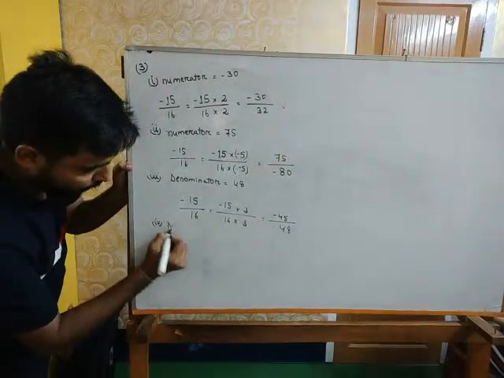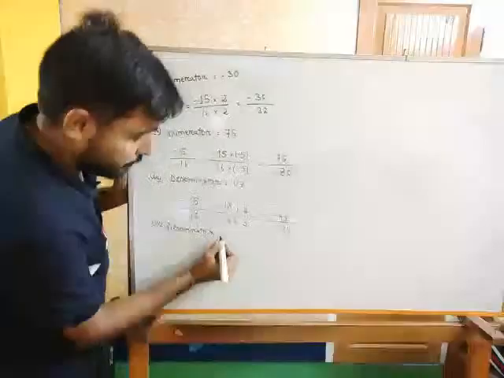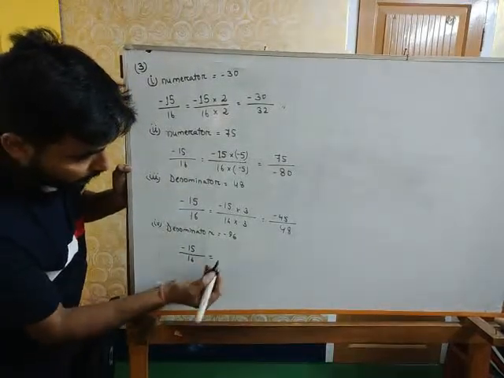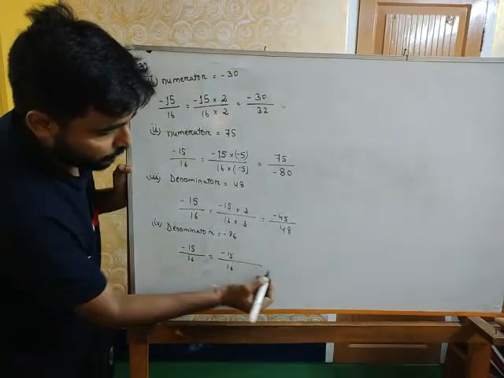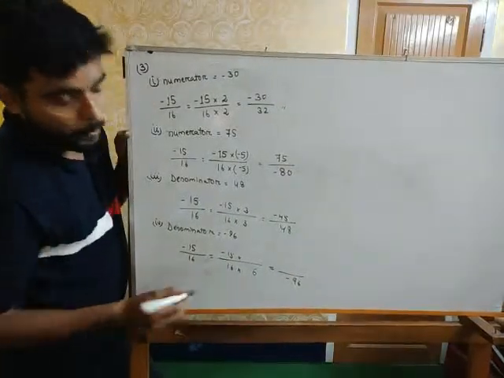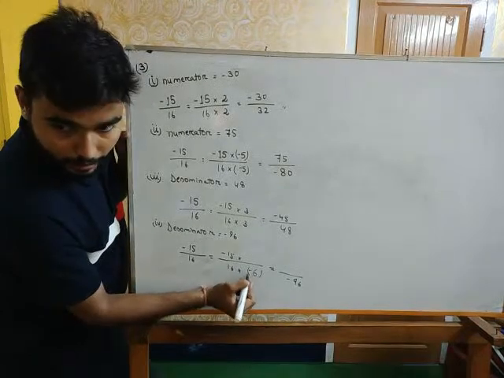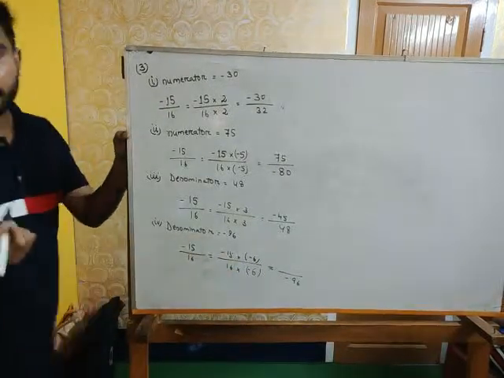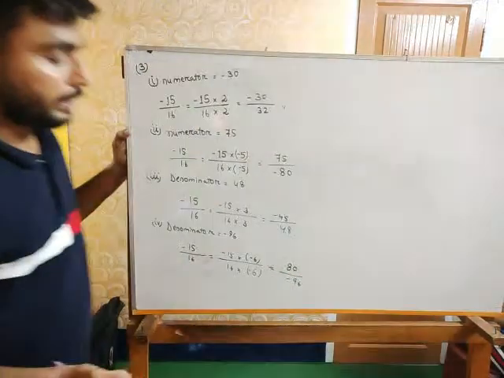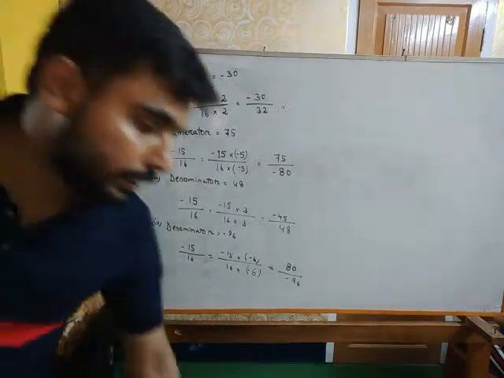The last one, denominator should be equal to minus 96. Rational number is minus 15 by 16. So you have to multiply something to make the denominator minus 96. So 16 into 6 will give you 96. Okay, and here it is plus, so here it should be minus to make it negative. So I have multiplied minus 6, so I have to multiply minus 6 with the numerator also. So minus 15 into minus 6 is plus 90. Minus minus plus, 15 into 6 is 90. Written till here, everyone? Any doubt?